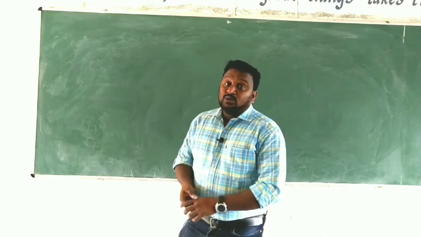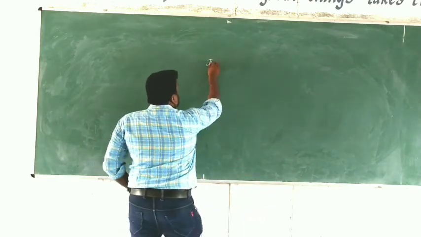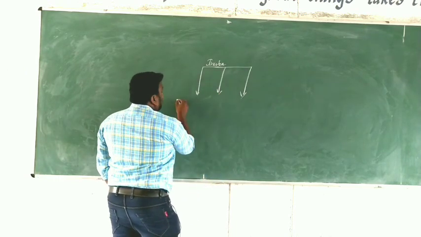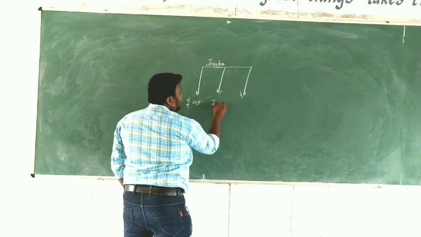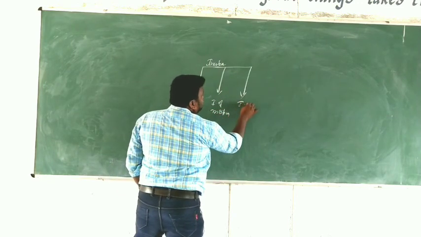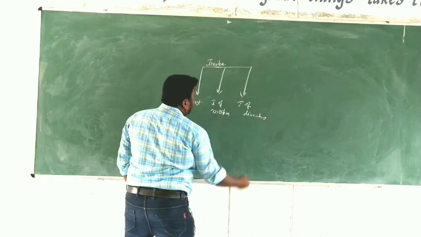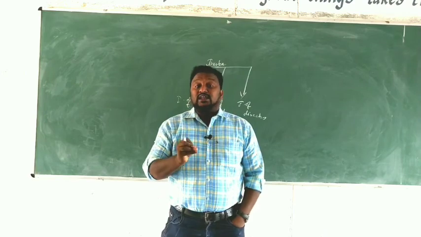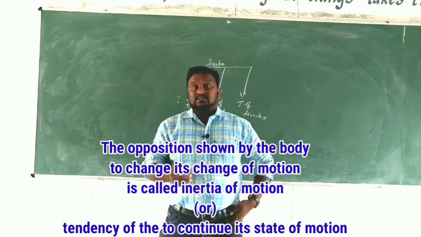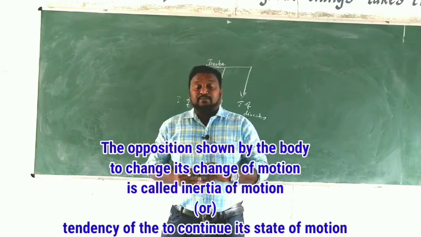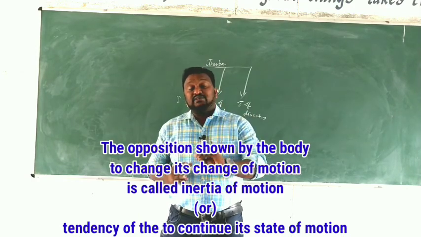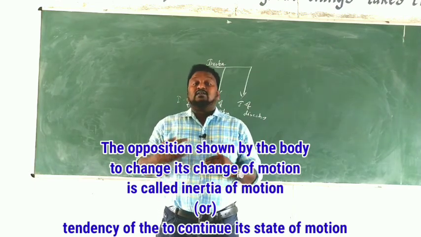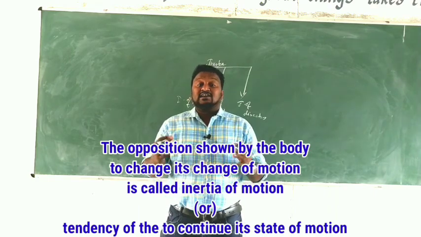So now I am going to the topic. I already explained what inertia is. Inertia is classified into three types: inertia of rest, inertia of motion and inertia of direction. What is inertia? The tendency of the body to want to continue its state. That means the body which is at rest wants to stay at rest, and the body which is in motion wants to stay in a state of motion. That is what we call inertia.